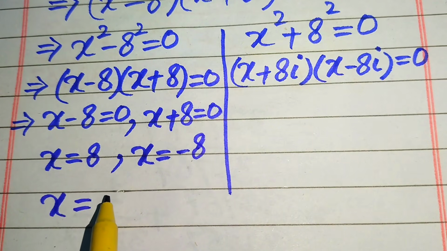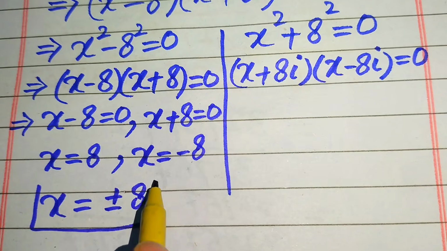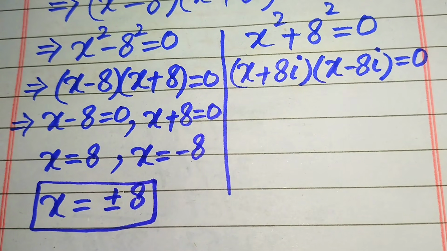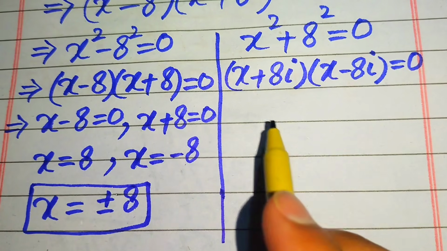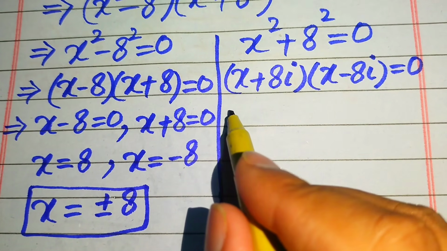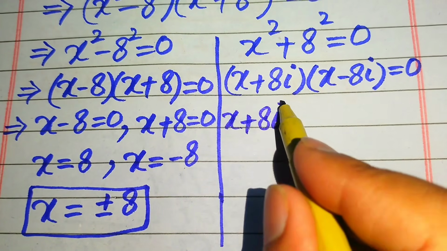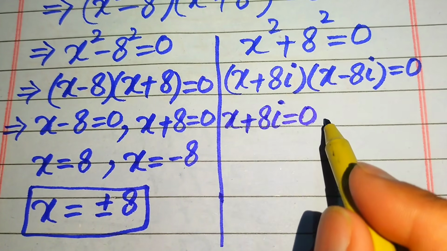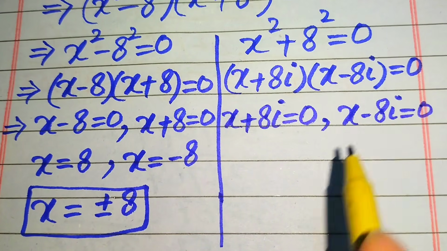So here we easily get the value of x equals plus minus 8. These are the first two real roots of the given equation. Now in order to find the other roots, we need to solve this equation. So here we write both of these two factors equal to 0, and we get x plus 8i equals 0, and x minus 8i equals 0.